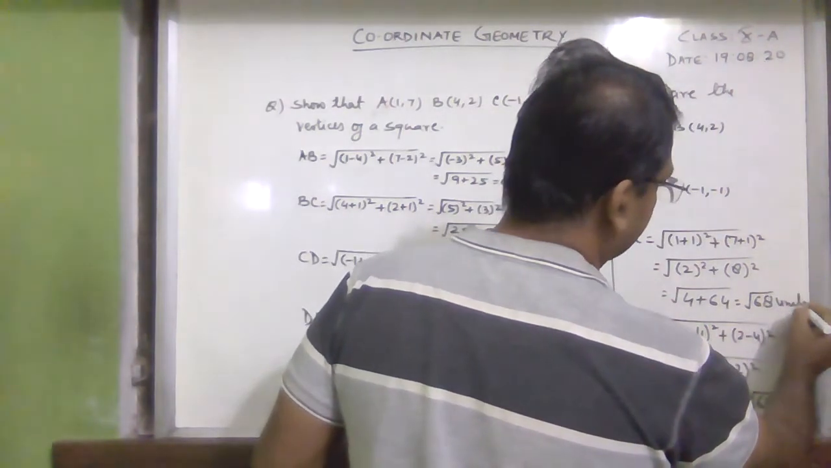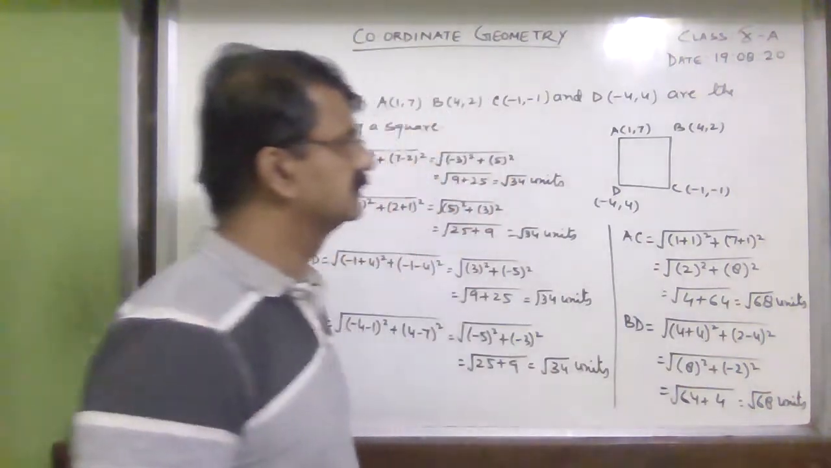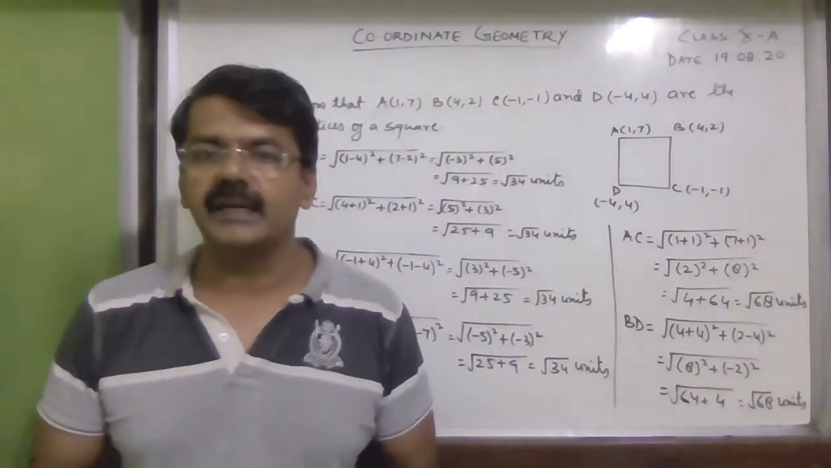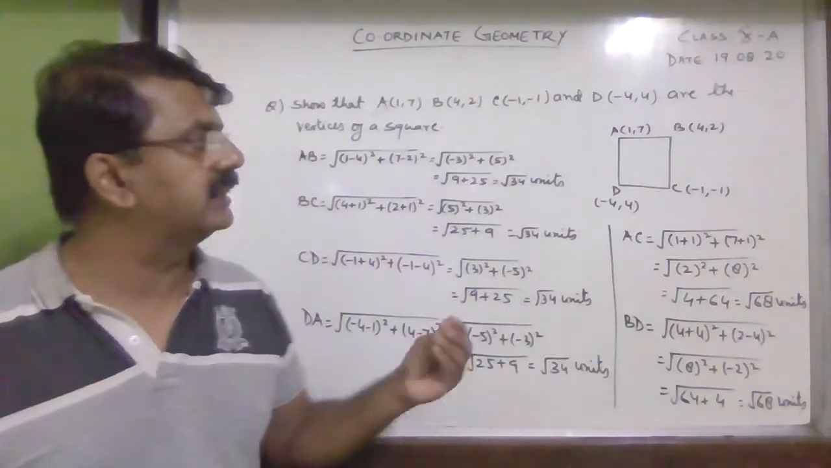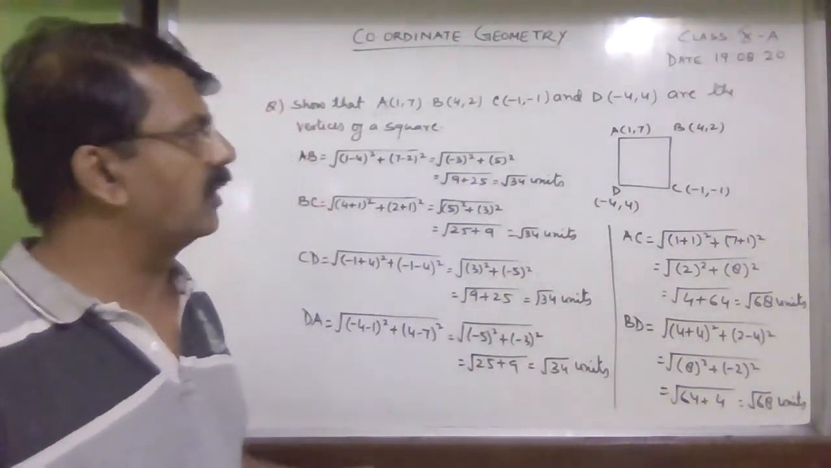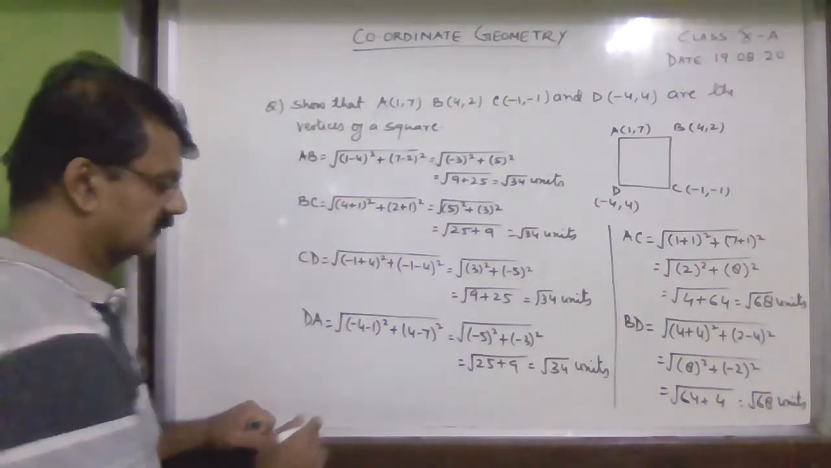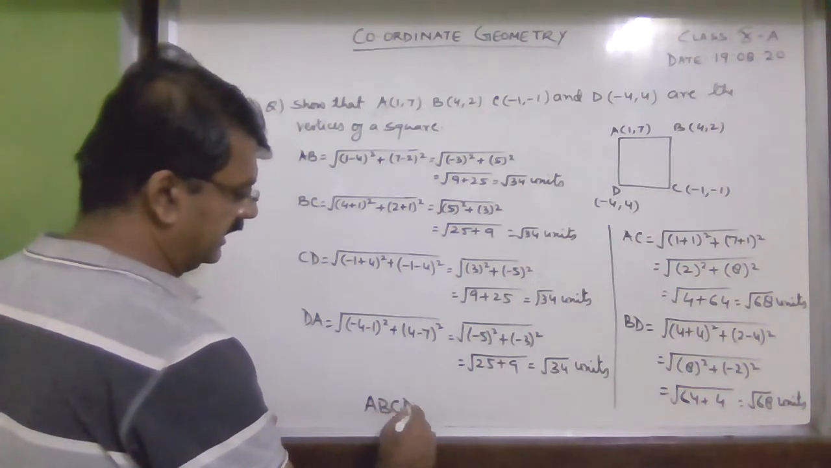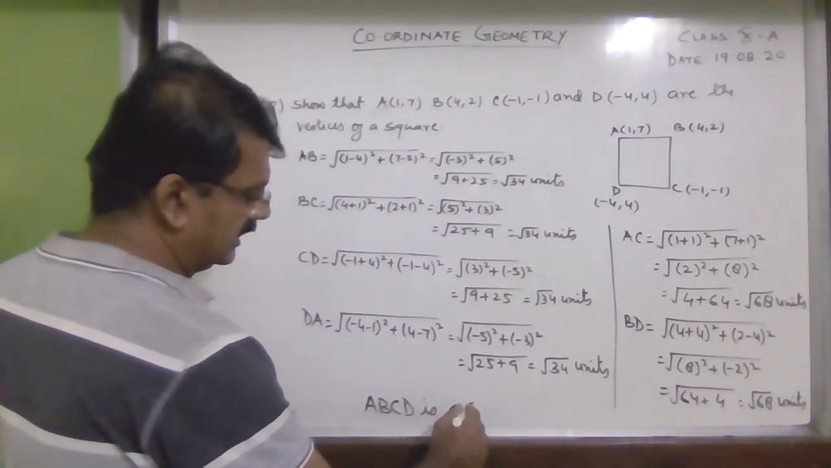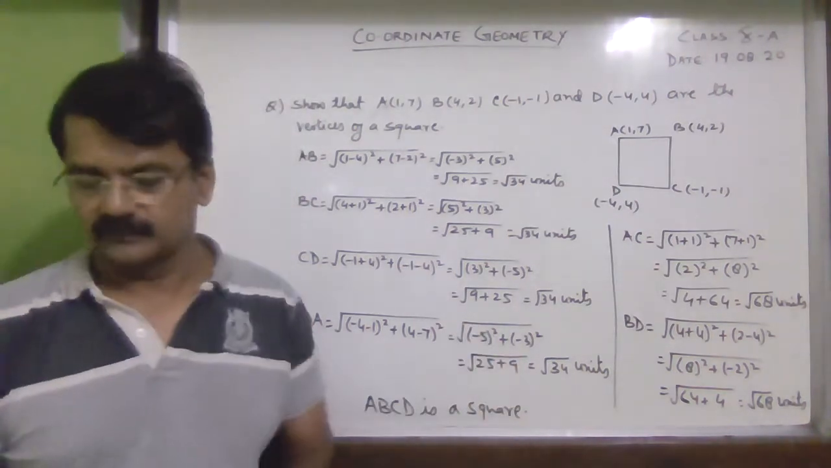So you can see the two diagonals are equal. All the four sides are equal and the two diagonals are equal. That is the condition for a quadrilateral to be a square. So ABCD is a square. Clear?